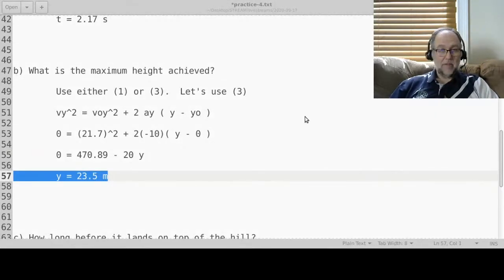There's the maximum height. You'll notice that the hill was 20 meters high and the maximum height is 23.5 meters. That better be the case, otherwise you wouldn't have thrown it hard enough to get to the top of the hill. If that did happen, then obviously I've made a mistake, and of course I will endeavor not to do that. So that answers the two questions: how long does it take to get to the maximum height, and what is the maximum height.